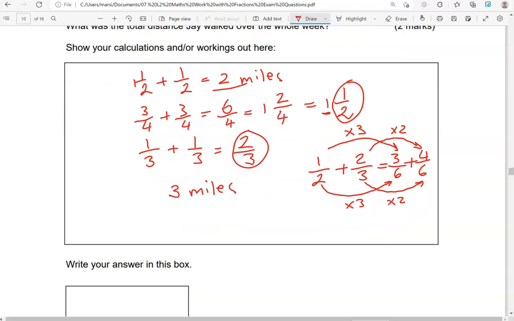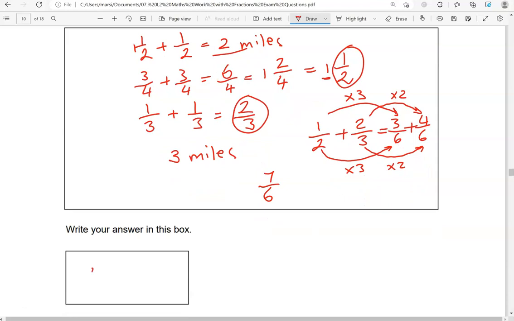So that is 7/6, which is more than 1 mile because 6/6 would be a mile. So 7/6 take away 6/6 gives us 1/6. So we can say that this is 4 miles and 1/6 of a mile.